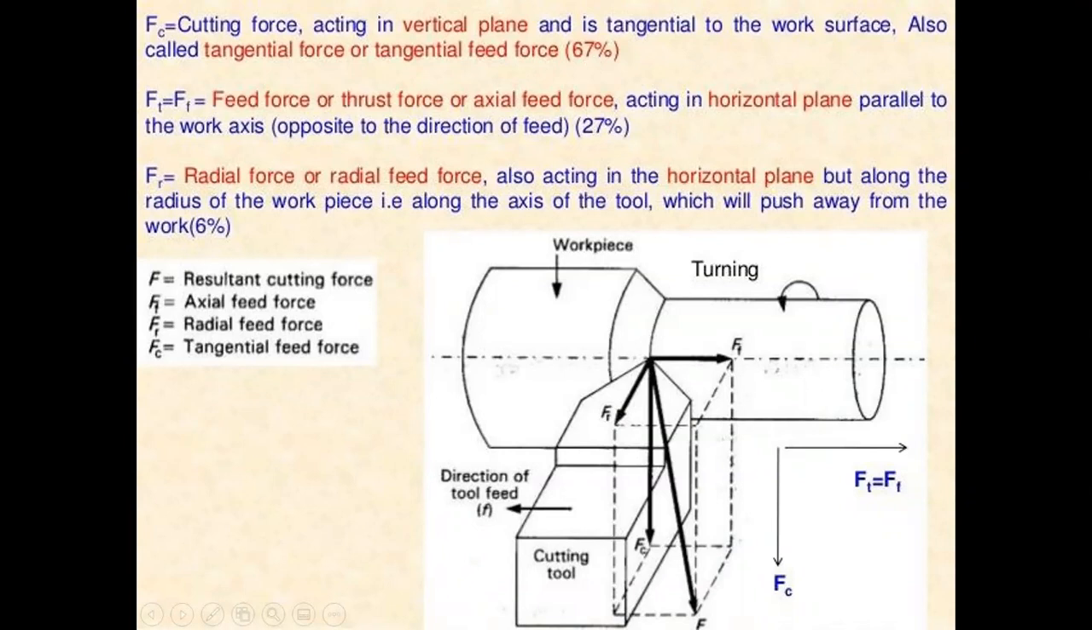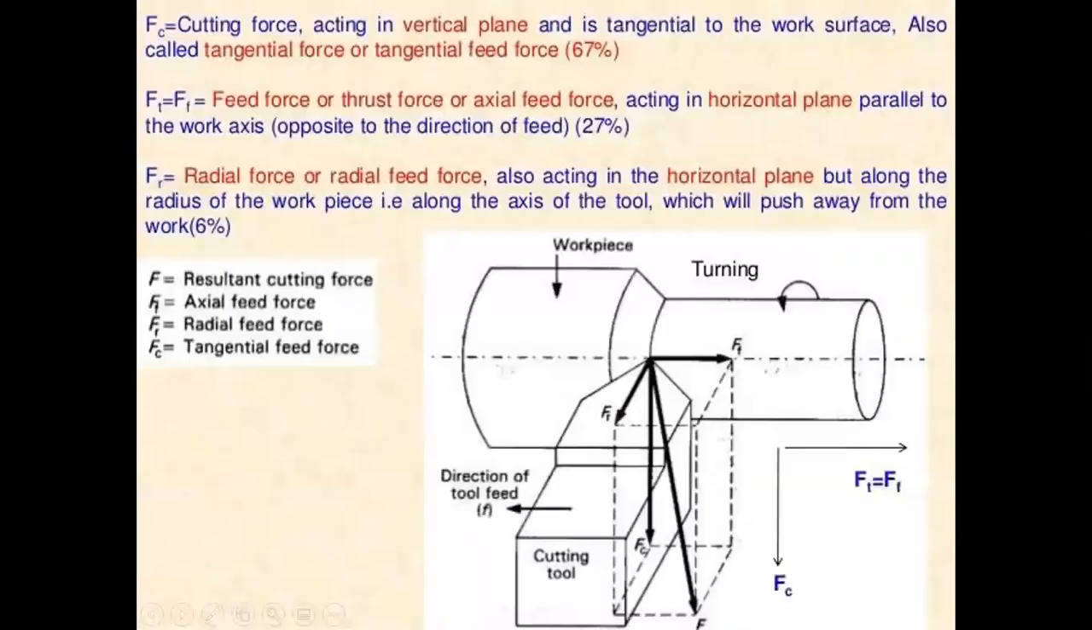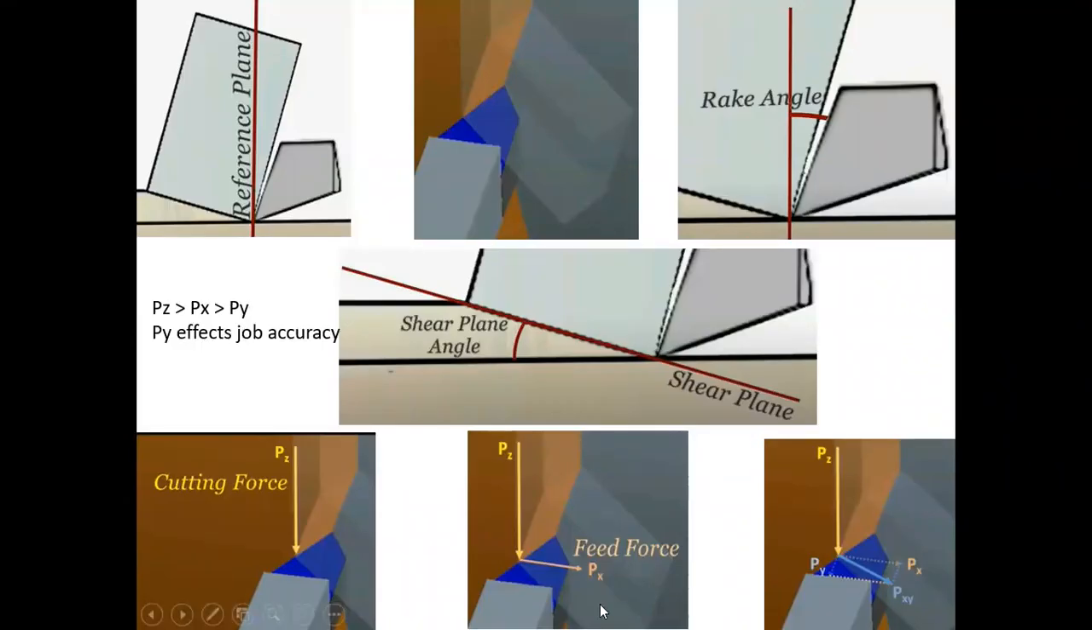Then which force acts along the x-axis or horizontal axis? This is the feed force or thrust force. This is PX. It acts along the x-axis, horizontal axis. It is parallel to work axis, and its contribution is 27%. Then we come towards radial force or radial feed force. This is PY. So PY is the radial feed force.